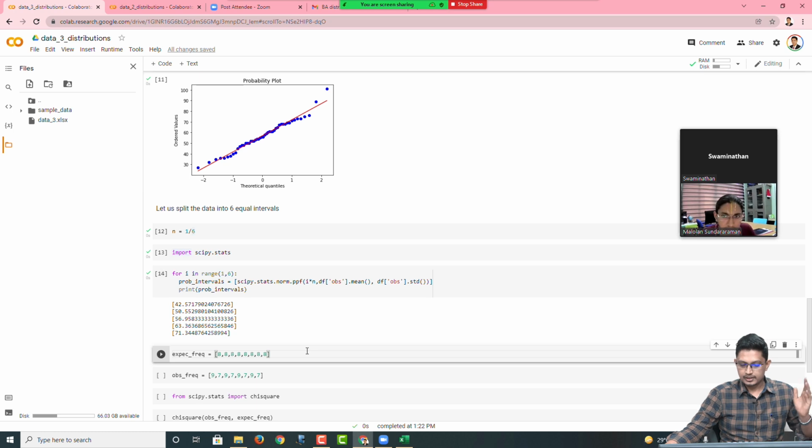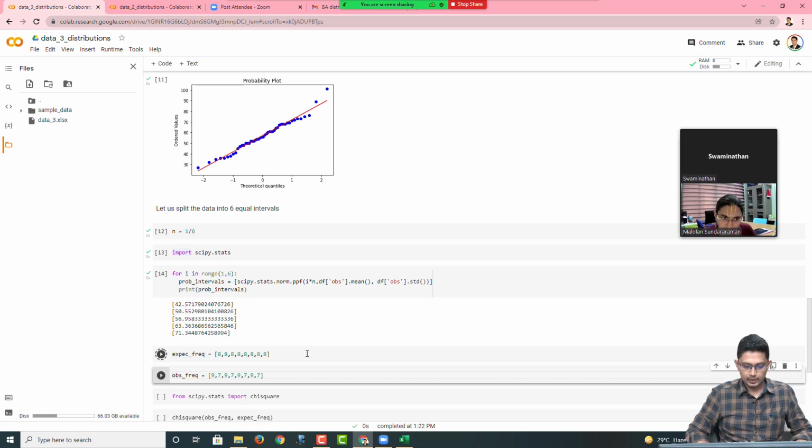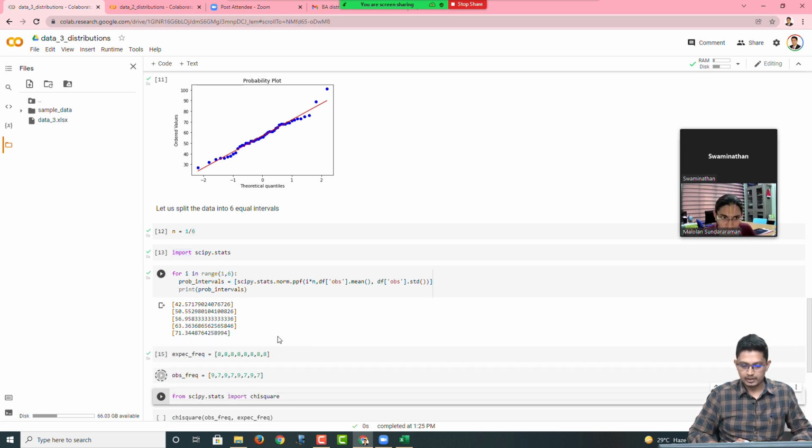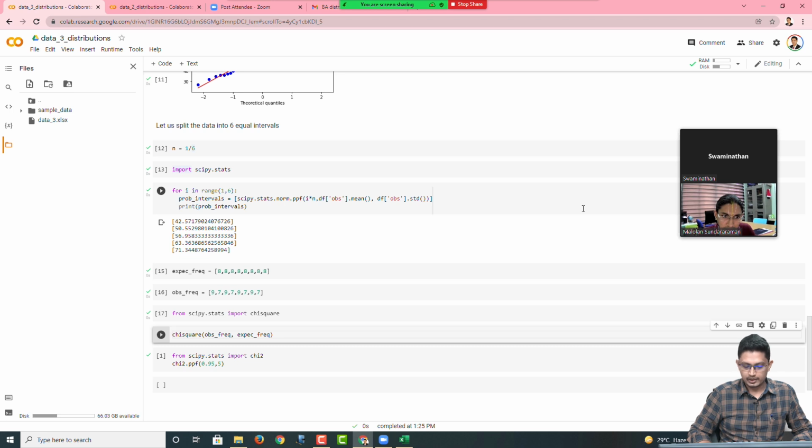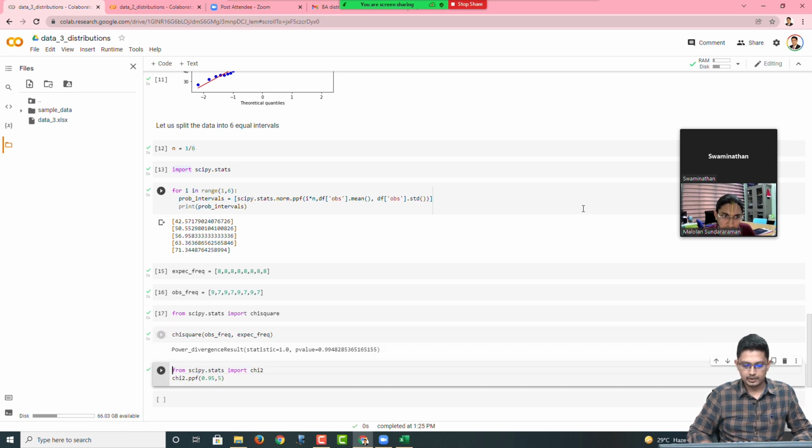So we have 2 lists. One is expected frequency, other one is the observed frequency. So as usual, let's get into the chi-square test between the observed frequency and the expected frequency. Again, we have a p-value of 0.9948. It's a very strong p-value, which is very much greater than 0.05, 0.1, or 0.15, whichever alpha value you want to use.